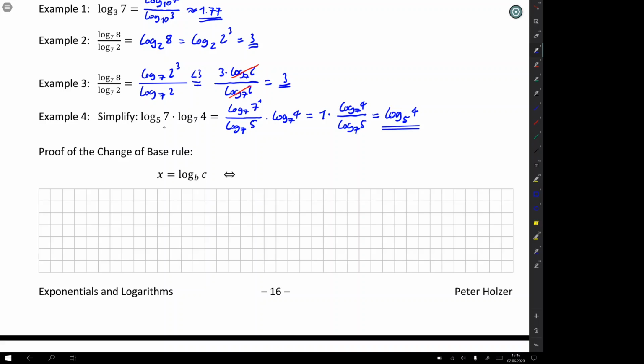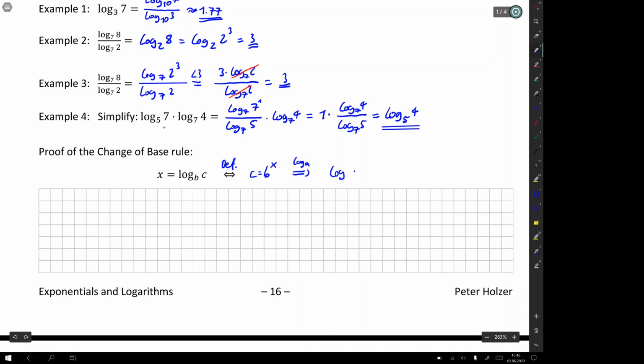Here comes the proof of the change of base rule, and we'll leave some space to prove also the laws of logarithms. So we start with x being equal to logarithm of c in base b, which means, using the definition of the logarithm, that c is equal to b to the power of x. Now let us apply logarithm in base a on both sides.